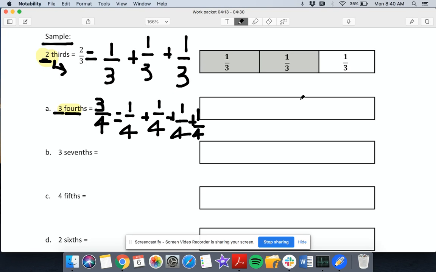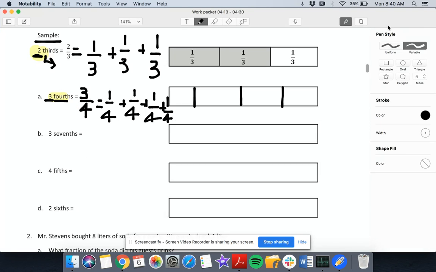So I'm going to take my tape diagram and divide it into 4 equal pieces. One, 2, 3, 4. And I'm going to write 1/4 in each of these boxes, because that represents that each box is essentially 1/4 of the full tape diagram.